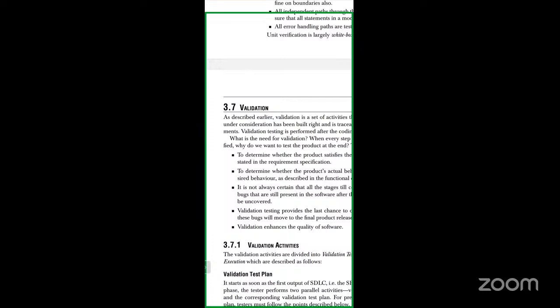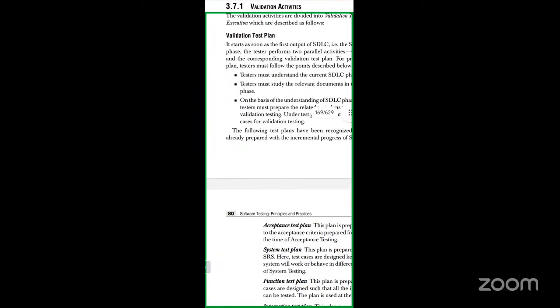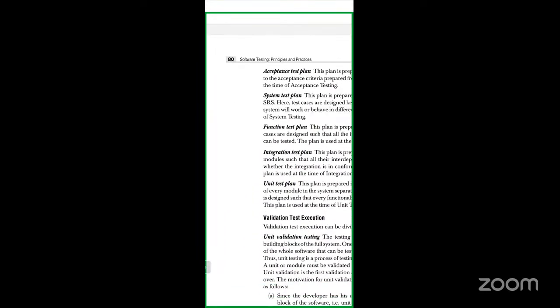In this step we are going to validate the verified modules, verified code, verified sub modules, that is planning, designing, everything we are going to validate. If the plan is okay, then we are going to approve that plan, that is validation of the test plan. If the design is okay, then we are going to validate that design.